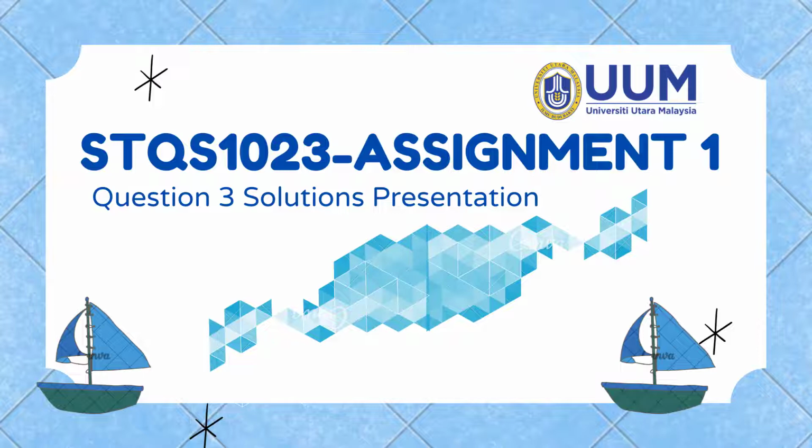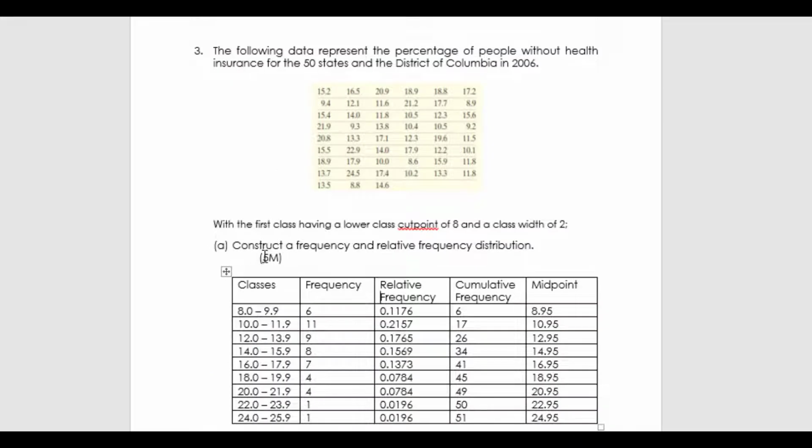Today I will be presenting the third question, question number 3 from assignment 1. So the first question demands us to construct a frequency and relative frequency distribution. So what we have done is we have created a 5-column table here, where the first column is class, next is frequency, the third column is relative frequency, fourth column is cumulative frequency, and the fifth column is midpoint.